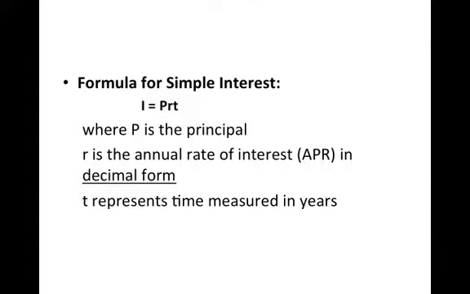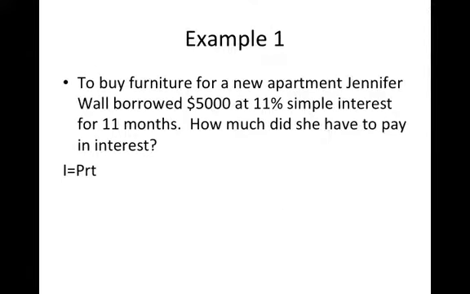To borrow furniture for a new apartment, Jennifer Wall borrowed $5,000 at 11% simple interest for 11 months. How much did she have to pay in interest? To find the interest, we just do principal times rate times time.